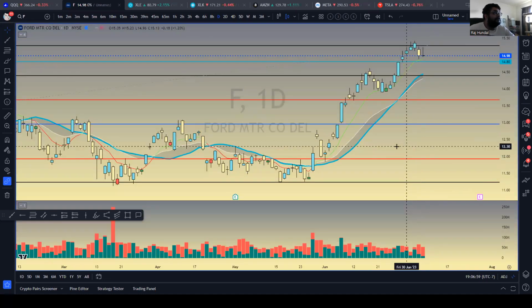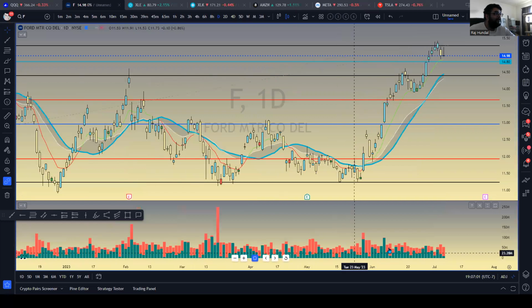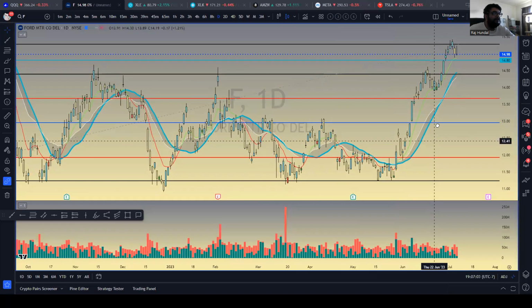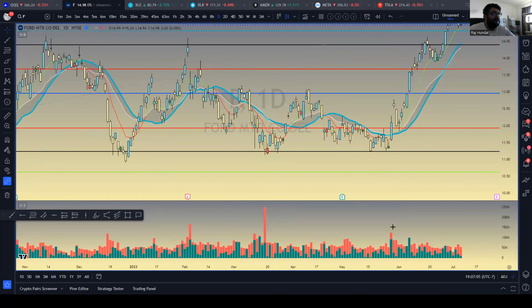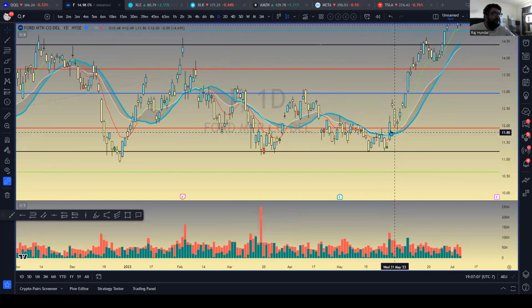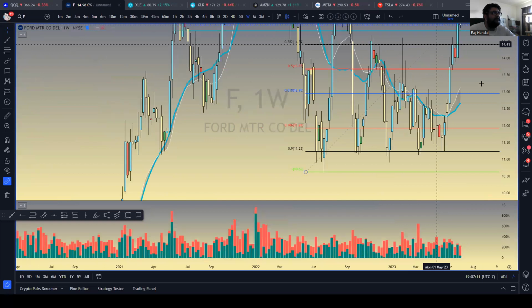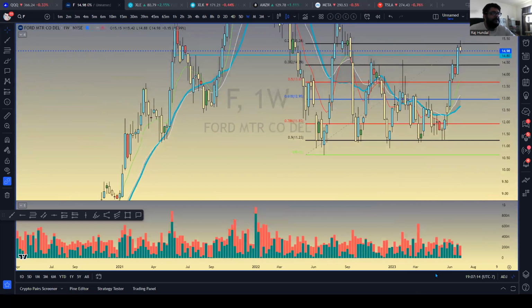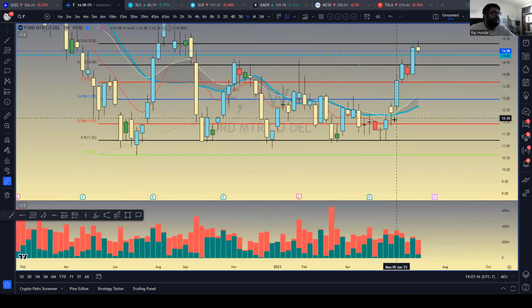First of all, shout out to Moody because he was talking about Ford. He got me to look at the chart. When he was talking about it, it was somewhere around here. It was around $12, and we had just crossed on the weekly. So that tells you that we are now in an active sequence to the upside.